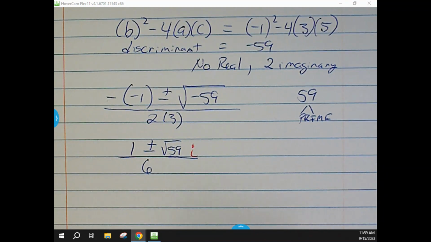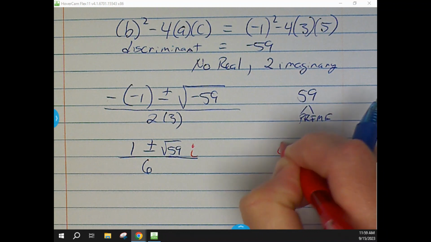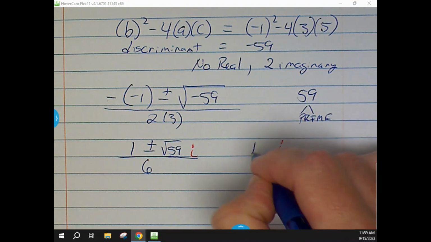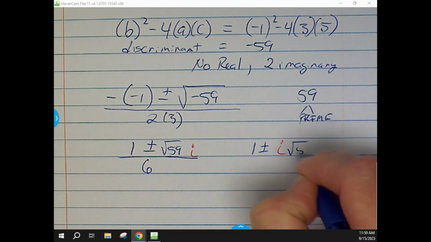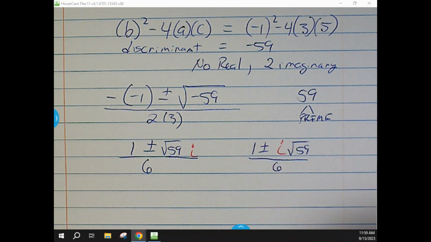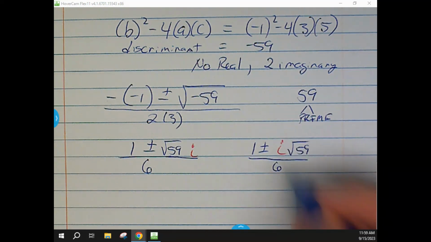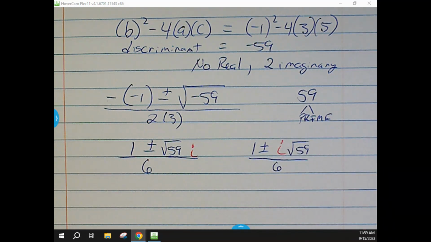Now, what I have seen some people do, just to make sure that you know it's not on the inside, I have seen books put the i in front of the square root. That way they know it's not on the inside. And that's the big thing: the i has to be outside of the square root. It just cannot be on the inside.